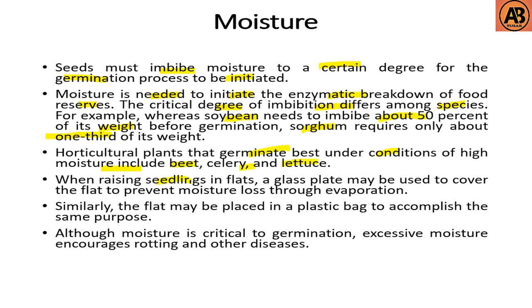When raising seedlings in flats, a glass plate may be used to cover the flat to prevent moisture loss through evaporation. Similarly, the flat may be placed in a plastic bag to accomplish the same purpose. Although moisture is critical for germination, excessive moisture encourages rotting and other diseases. So this is the moisture factor.